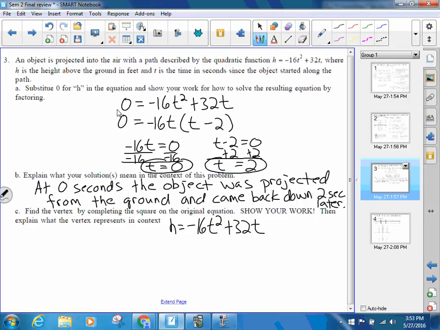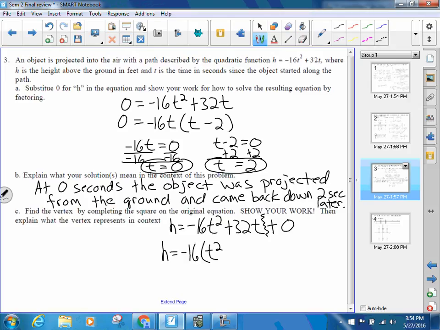Okay, now letter C says find the vertex by completing the square on the original equation. Show your work, then explain what the vertex represents in context. So I have that original equation here. Now for completing the square, one thing I have to remember is I usually have a number here off on the right. Well, there's no number there, so it's really plus 0. So when I go to complete the square, I'm going to break off that plus 0. Okay? And I want t squared, so I'm going to factor out the negative 16. So inside the parentheses, I'm going to be left with t squared.